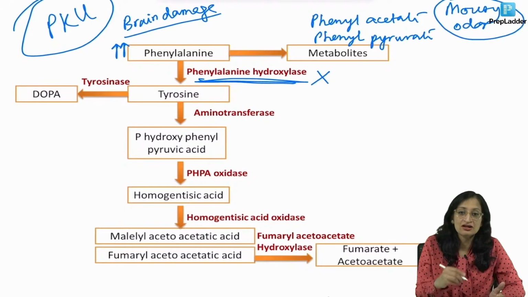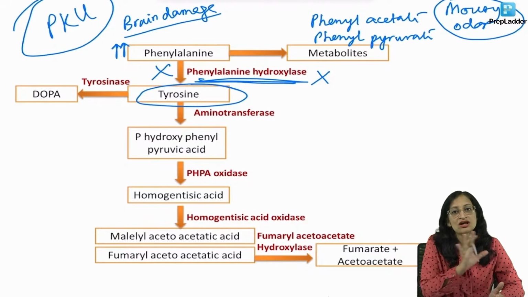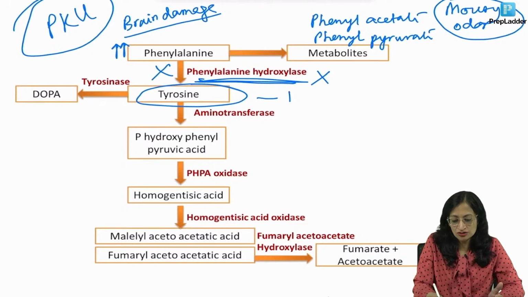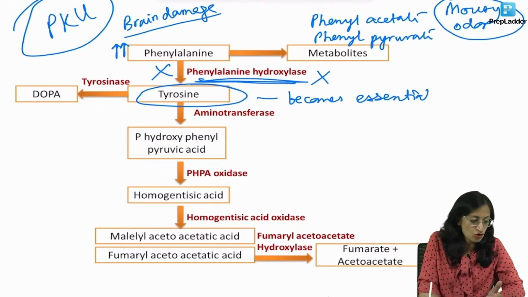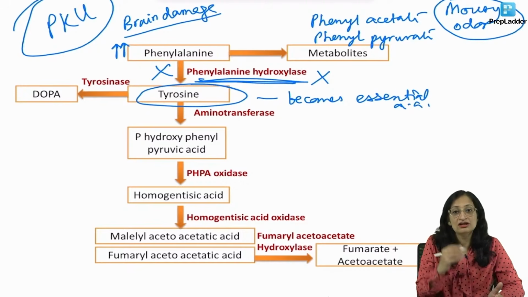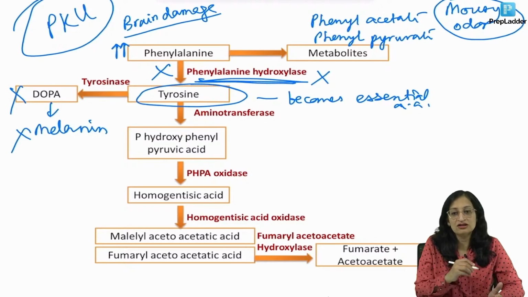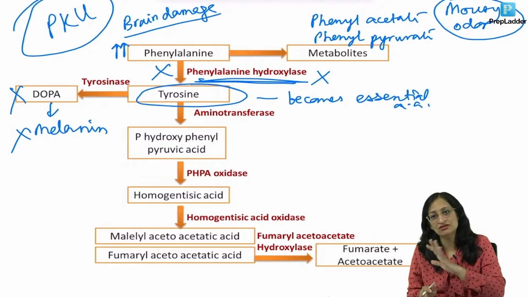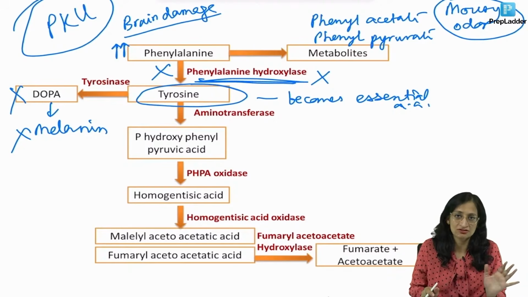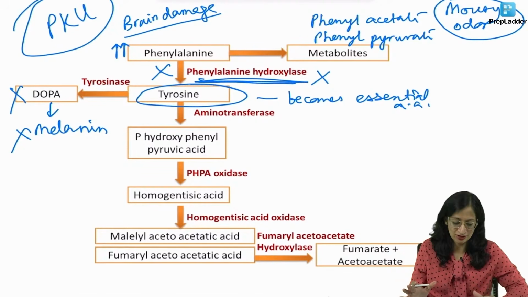Because this enzyme is deficient, tyrosine is not getting formed. So tyrosine becomes an essential amino acid, which you have to take from outside, as it cannot be synthesized in the body. Because DOPA is not getting formed, and melanin is formed from DOPA, melanin is also not getting formed. So the child will have hypopigmentation. Your concept should be very, very clear, then you do not have to mug up things. We can remember all the features of phenylketonuria so easily.